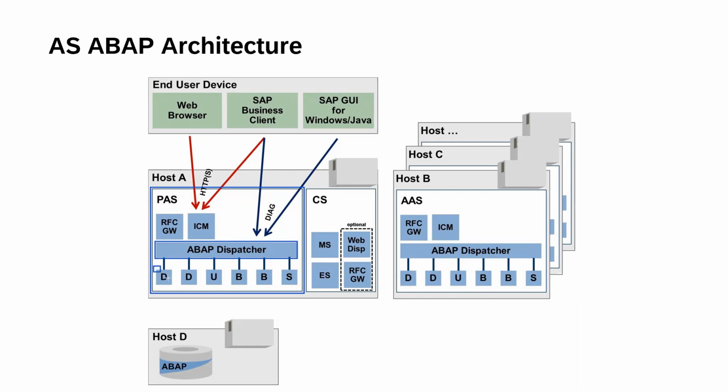Then inside this, you have your dialog work process. This D is for the dialog work process, U is for the update work process, B is for the background work process, S is for the spool work process. So within this dispatcher, you have different work processes. Work processes means they cater to different types of requests.